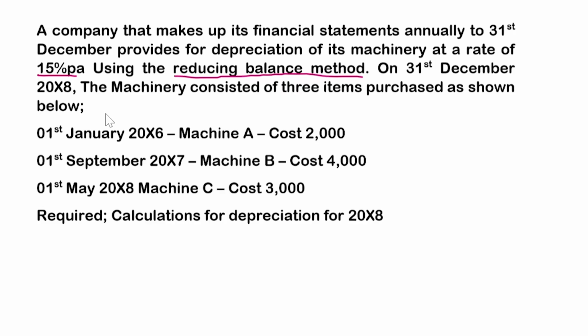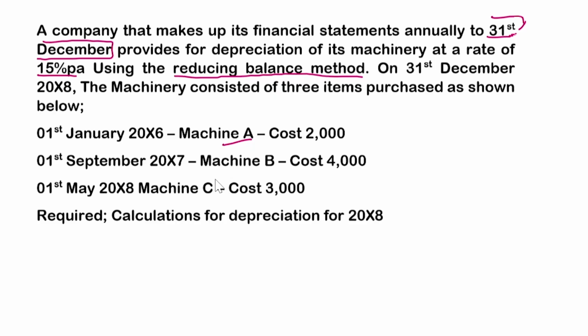Now, here there is something that I need to point out. A company makes up its financial statements annually to 31st December, meaning that 31st December is always the last day of the financial year. Because they are counting from January to 31st December, that's the last day. And now they're telling us that the last day of the financial year, 31st December 2018, this is what the machinery pool was comprised of.